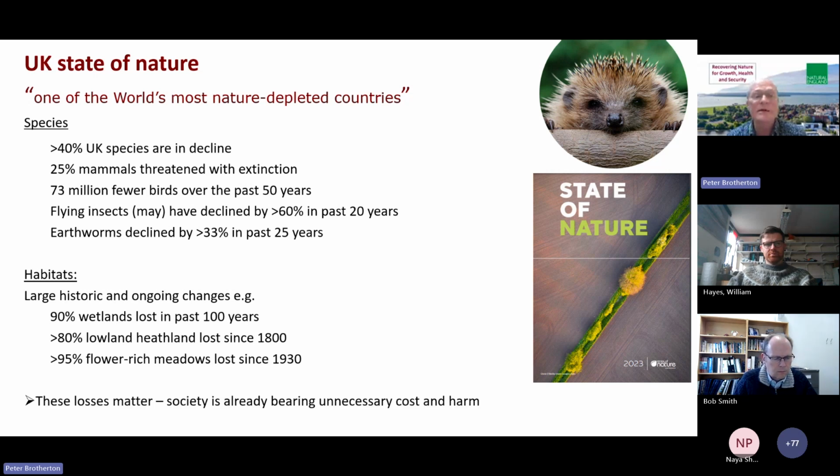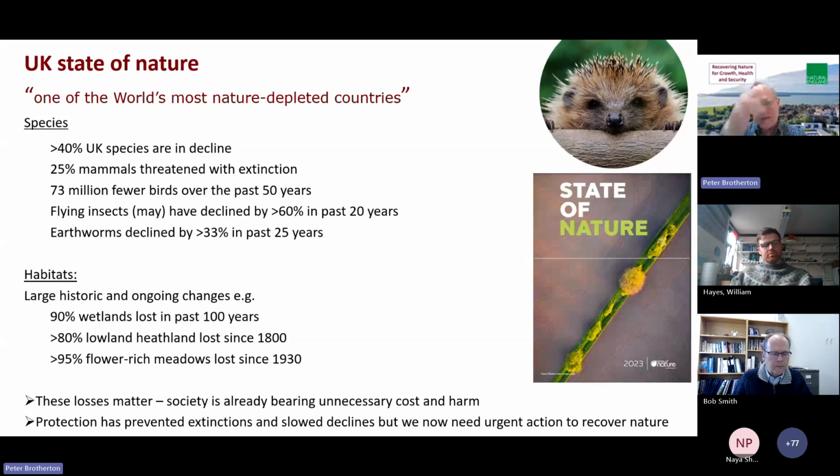Those last two statistics around species are a reminder that these losses aren't just sad, they're profoundly consequential to human economy, well-being, and health. These are signs that our food systems are under pressure, and a real need for urgent action. And then finally, we need to be honest that the protections that we've put in place have probably prevented extinctions.